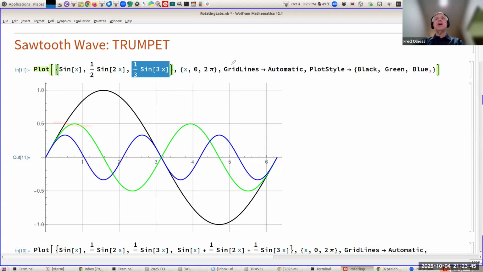And then the last thing I will do is a 1/3 sine of 3x, three times the frequency, and that's the blue curve. And so you see the blue curve goes through one cycle here, 2 cycles here, 3 cycles there. So it's 3 times the frequency, but its amplitude is only a third, which is about 0.33. And so that's what I have.